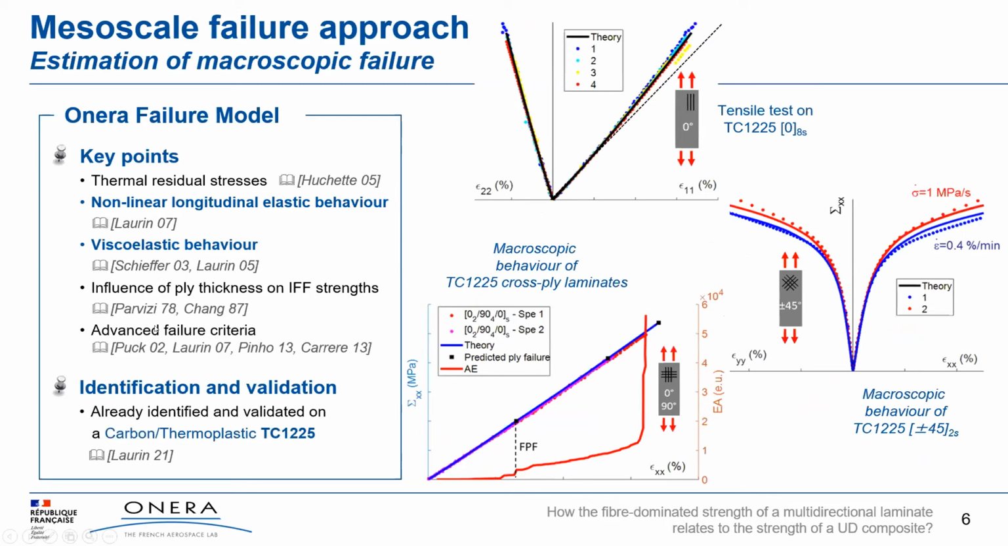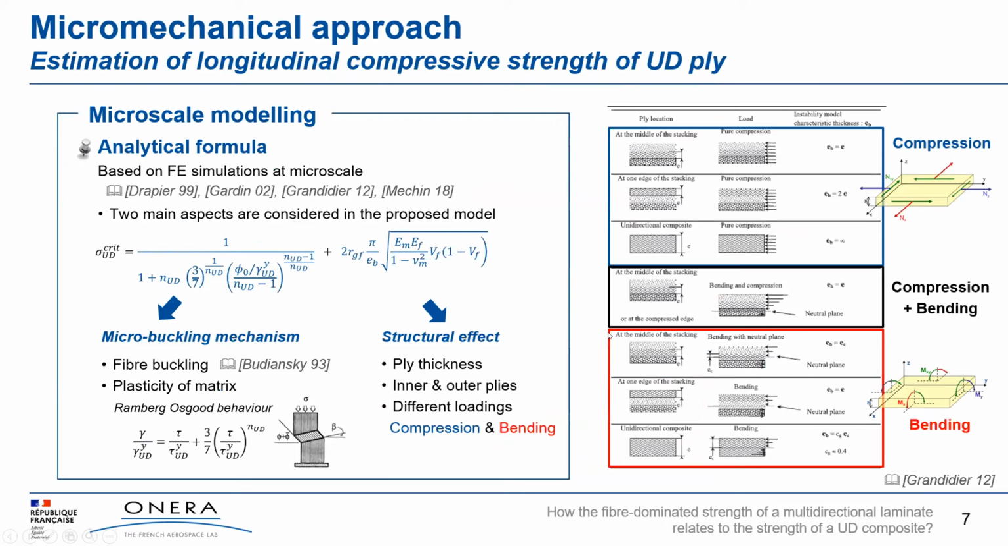We recently have applied the same approach for a carbon fiber associated with a thermoplastic material, the TC1225 materials, and we are able also to predict that rather accurately from the ply scale to the macroscopic scale. But to predict the compression, we need to update the strength at the ply scale thanks to the use of a micromechanical approach. For that, we consider the model developed by Drapier and Grandidier, who has proposed an engineering equation that you can split into two parts, one dedicated to the microbuckling mechanism and one dedicated to the structural effect, which is the major part.